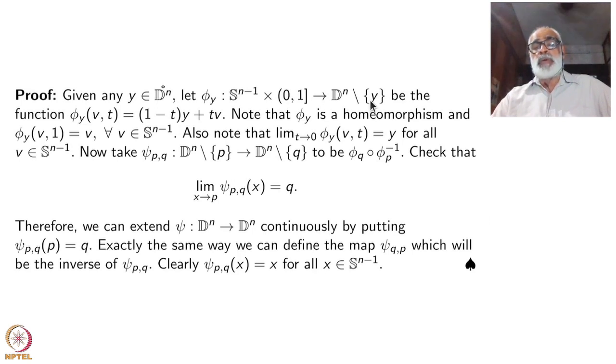But clearly on the boundary, if you take this one, where does this go? This will go to Sn minus 1 cross 1 here, and then it will map to the boundary again. So on the boundary, this is just actually identity. Psi pq is identity for all x. Okay, so you know how to construct a homeomorphism like this. Alright.